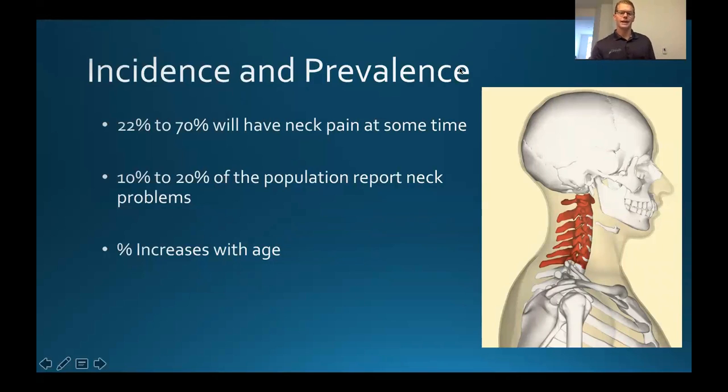Next, when we look at incidence and prevalence, this shows how much cervical spine disability and pathology occurs across our society. Roughly 22 to 70%, so a huge number of people are going to have neck pain at some point during their lives. That shows that it's really across the board whether or not you will get neck pain.